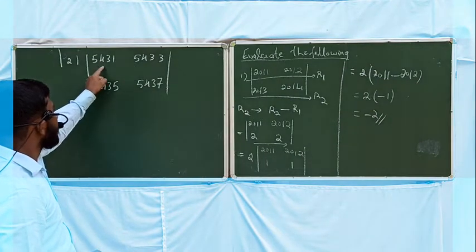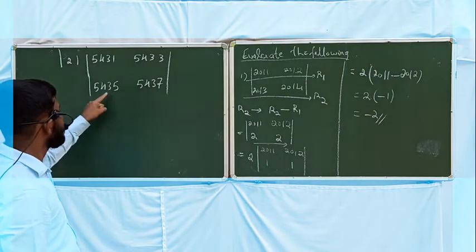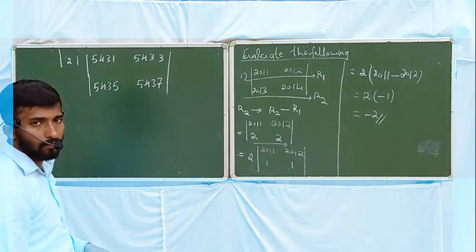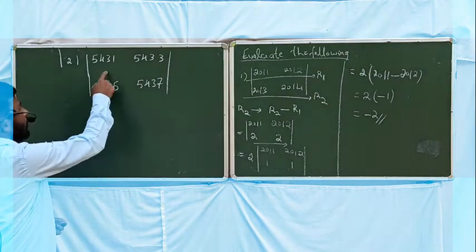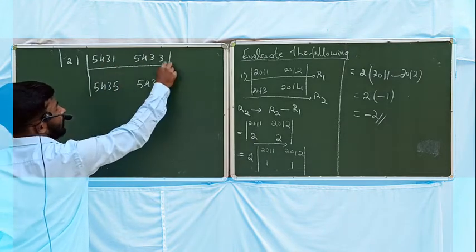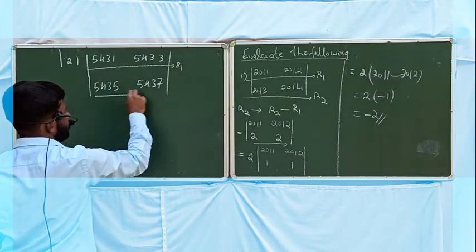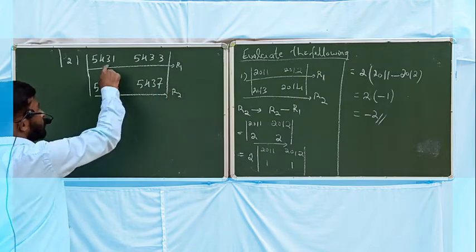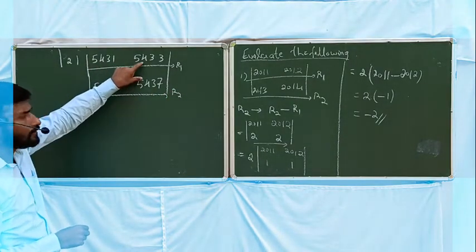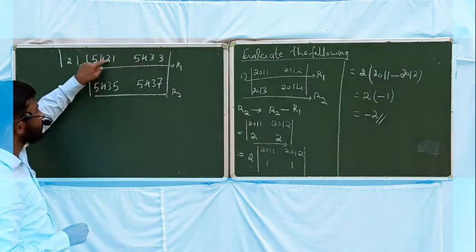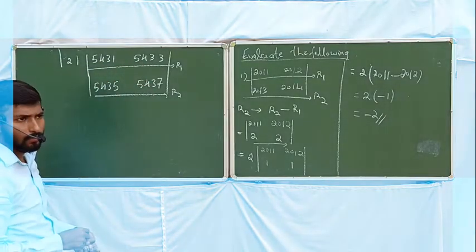Evaluate the determinant 5431, 5433, 5435, 5437. Similar to the previous question. First, see the entries. Here are the row 1 entries and row 2 entries. Observe the corresponding elements of row 1 and row 2. Here a difference of 4 is there, right? 35, 31, 37, 33.